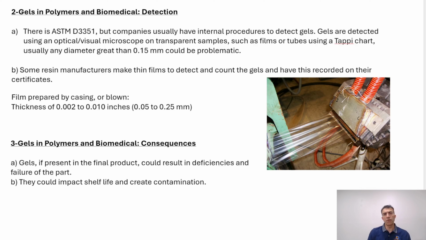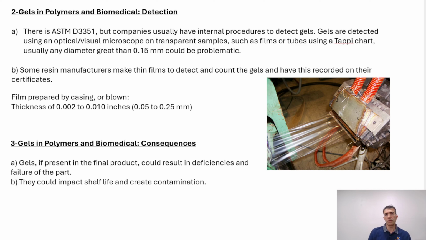There is an ASTM standard for detecting gels and counting them, ASTM D3351. Basically, it forms a thin film, observes that film with a microscope, measures the gels in diameter, and reports them. But in the biomedical industry, every company has developed its own method, the microscope that they use, and also the gel size that would be considered the critical size above which the part could be rejected.